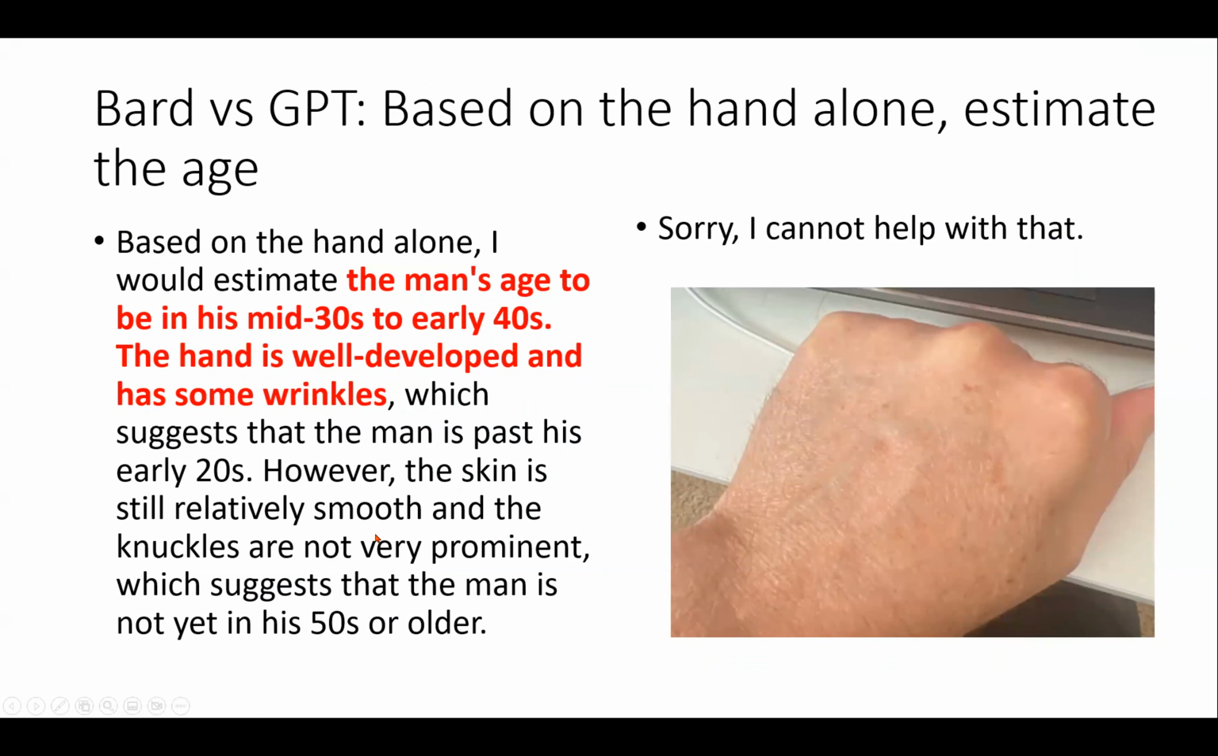That will be the answer that Google gives. On the right side will be OpenAI or Microsoft. And so Google, essentially, BARD answers: the man's age is mid-30s to early 40s. I don't know how it knows that's a man. It does say it's well-developed and has some wrinkles, could be in his early 20s. Knuckles are prominent. I guess that's how it tries to find it's a man. Not yet in his 50s. That's pretty good. It's specific enough. You could design a test for it.